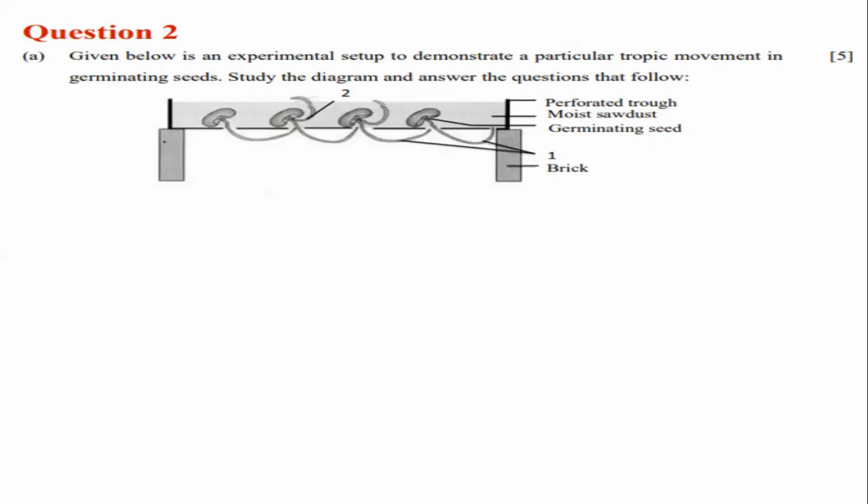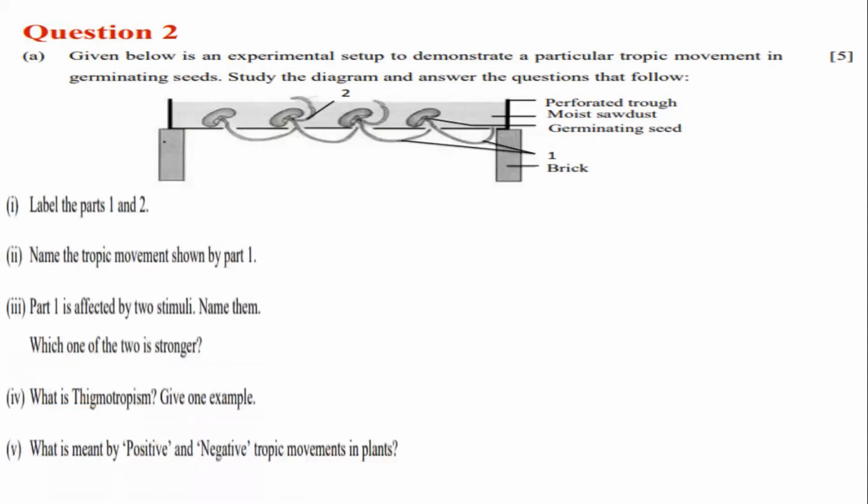There are bricks, there are germinating seeds, and there are two parts which are arising from the seed. One part is labeled as 1, the other part is labeled as 2. Okay, and there is moist sawdust, germinating seeds, perforated trough. Perforated means there are holes through which roots can come out. So we have to know what are these parts labeled 1 and 2. And let's see what are the questions asked on this.